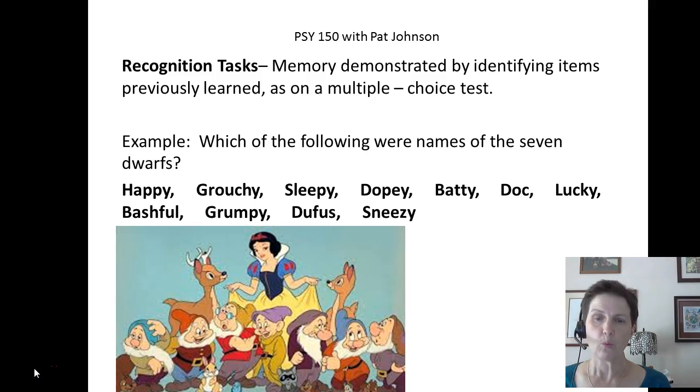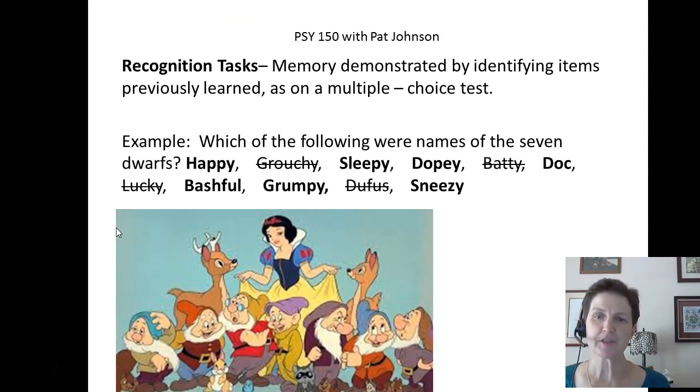Again, which names were the 7 dwarfs? Can you name the 7 dwarfs? And here I give you some different options. So from these different names, see if you can come up with the names of the 7 dwarfs. Pause the video, mark down the ones that you thought were dwarfs, and then count them up.